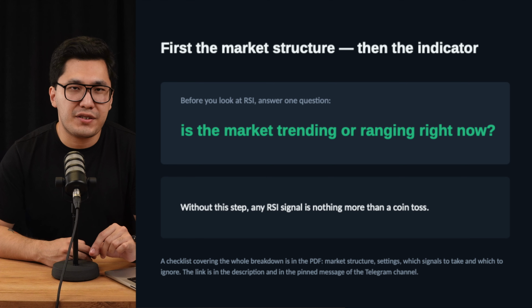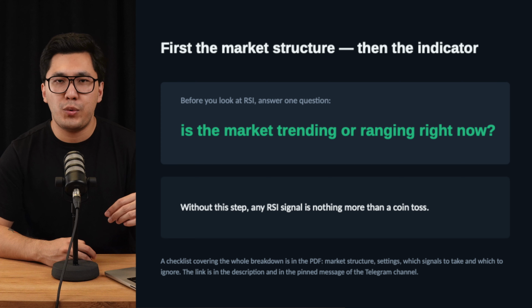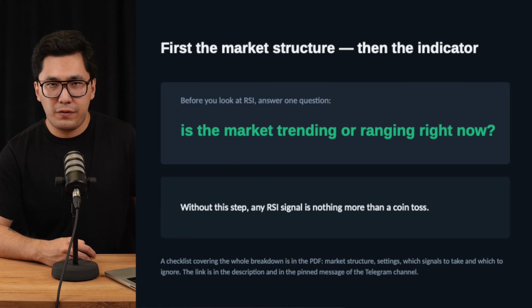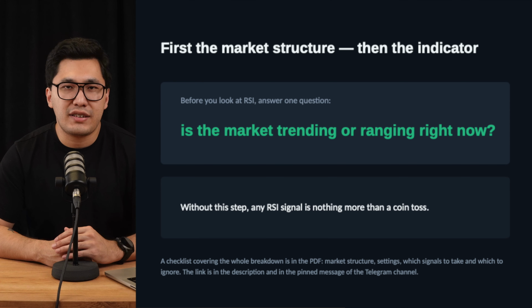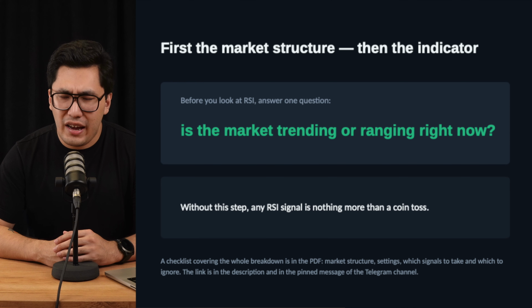This gives us the first practical rule I want you to take away from this video. Before you look at RSI, figure out the market structure. Is it trending or ranging right now? Without this step, any RSI signal is basically a coin flip.